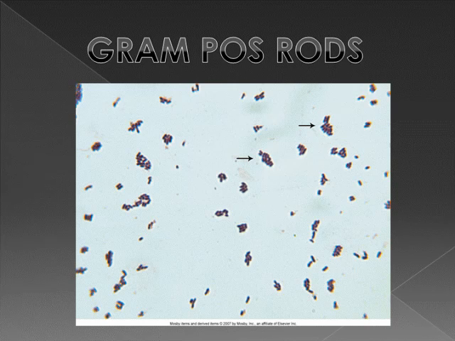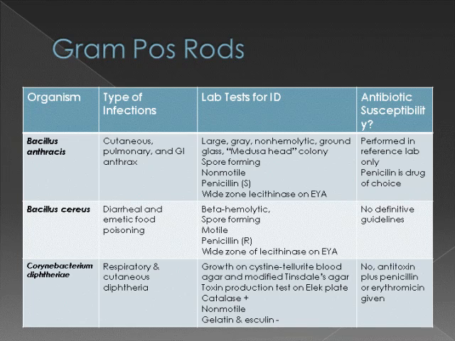Okay, next we have the gram-positive rods. Here you can see the diphtheroid type appearance, and usually kind of how I learned it is they look like V's or L shapes or little Chinese letters, and that's why they're called diphtheroids. First we have Bacillus anthracis.